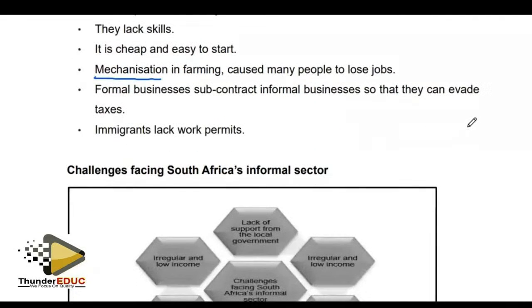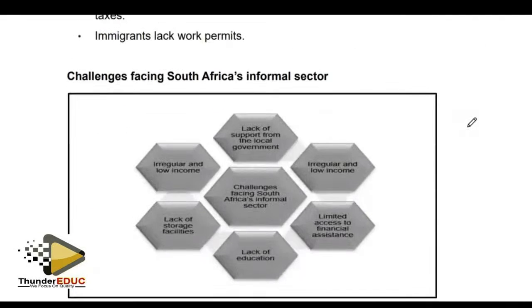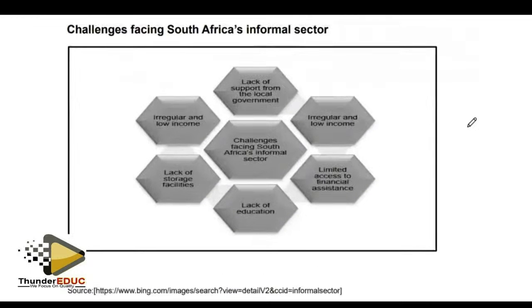Now look at challenges facing South Africa's informal sector. One, lack of support from the local government. In this case, the informal businesses do not get support from the local government. This could be a result of them not being registered or not known. It's like they're in a shadow kind of market. Therefore, they don't get support from the local government to boost them or improve their capital, which at the end becomes a challenge.